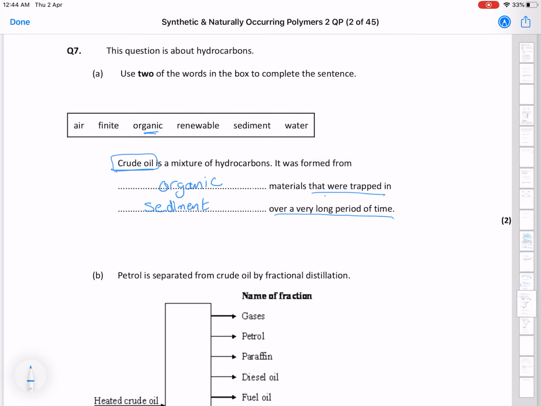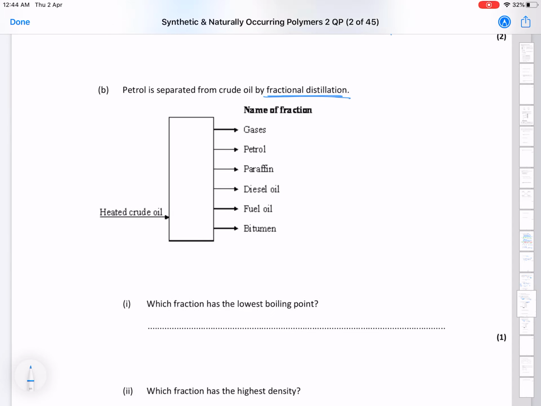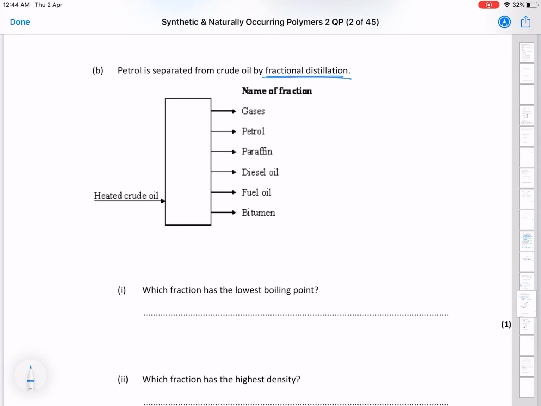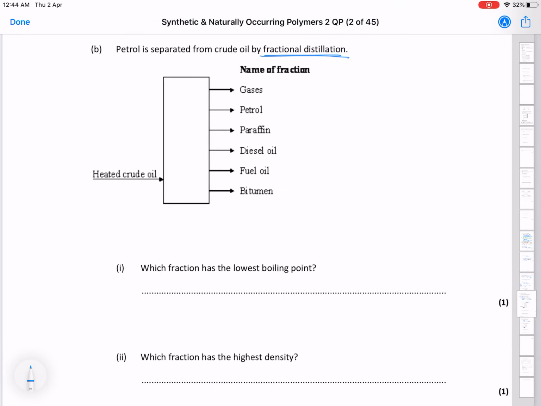Okay. Then this crude oil, which is a non-renewable resource because it takes hundreds of years to form, to get or to separate the hydrocarbons from this mixture, we will go for the process fractional distillation. Okay, how is it done? Which fraction has the lowest boiling point and which fraction has the highest boiling point?